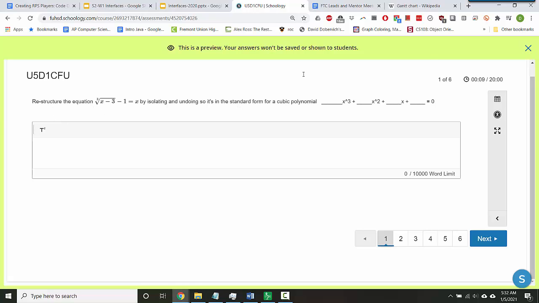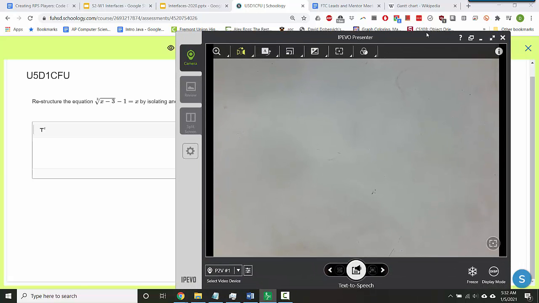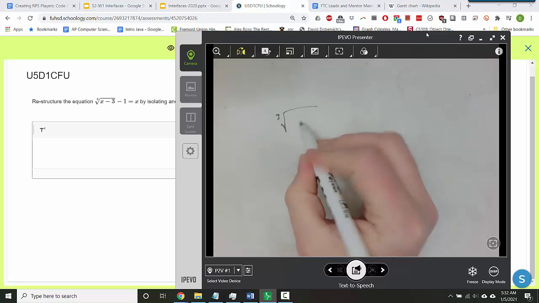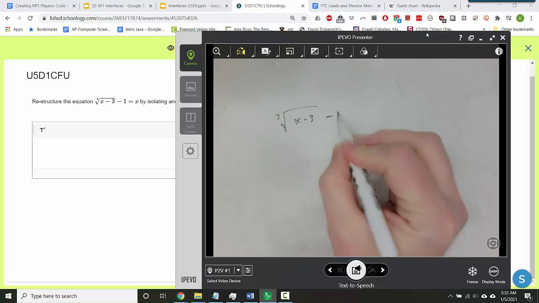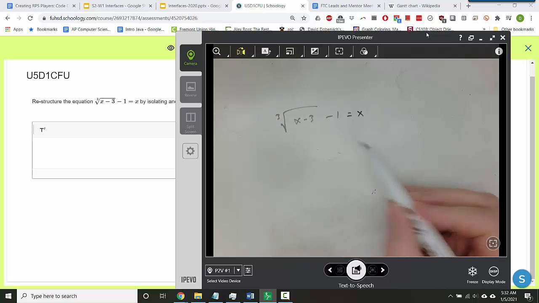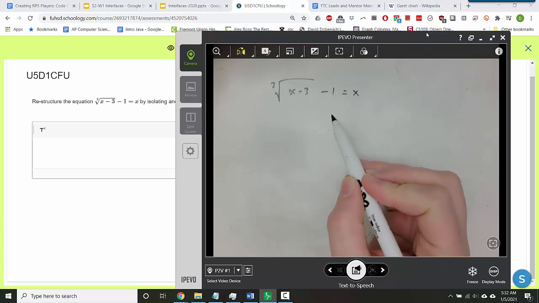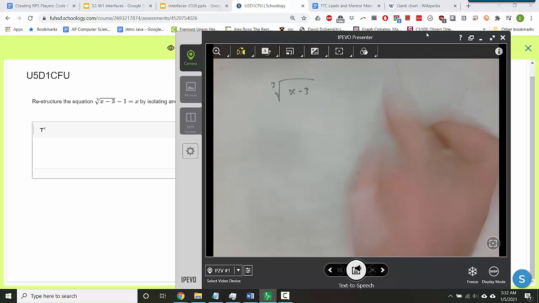Here it says restructure this equation by isolating. Okay, so let me drag over. Why can't I drag my thing? Okay, so here we are. So here I've got cube root of x minus 3, minus 1 equals x. So I want to isolate the cube root, so I'll add 1 to both sides.